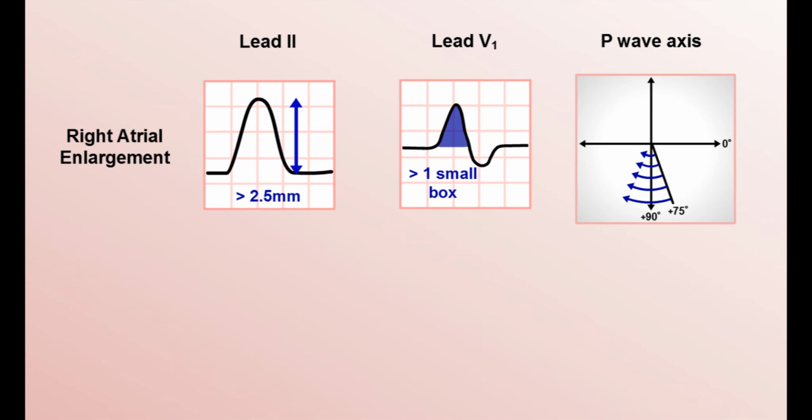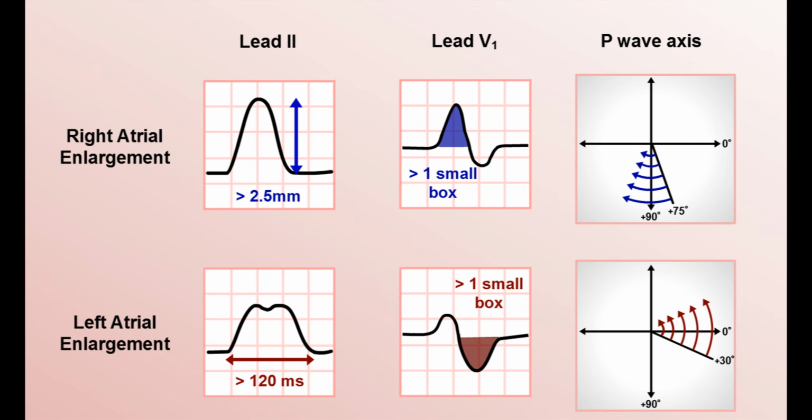This chart summarizes the EKG findings of atrial enlargement. For right atrial enlargement, the P wave in lead 2 can be taller than 2.5 millimeters. The initial positive deflection in V1 can enclose an area greater than one small box, and the P wave axis can be shifted rightward of 75 degrees. For left atrial enlargement, the P wave in lead 2 can be longer than 120 milliseconds and double peaked. In V1, the terminal negative deflection can be greater than one small box, and the P wave axis can be shifted leftward of positive 30 degrees. Keep in mind that most people with demonstrated atrial enlargement of some kind do not necessarily or even usually satisfy all relevant criteria.